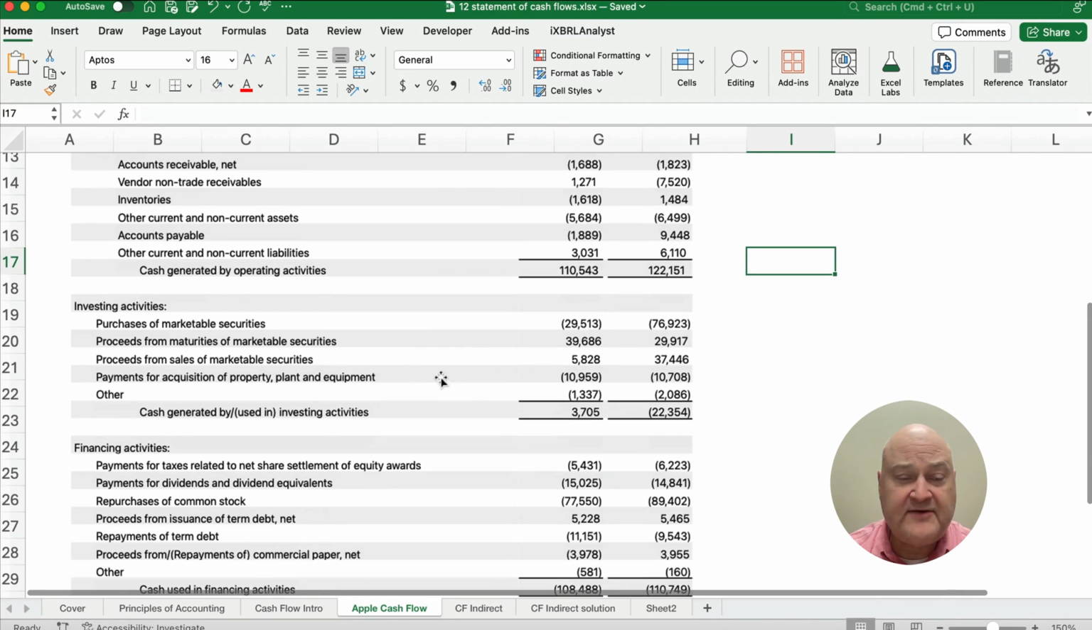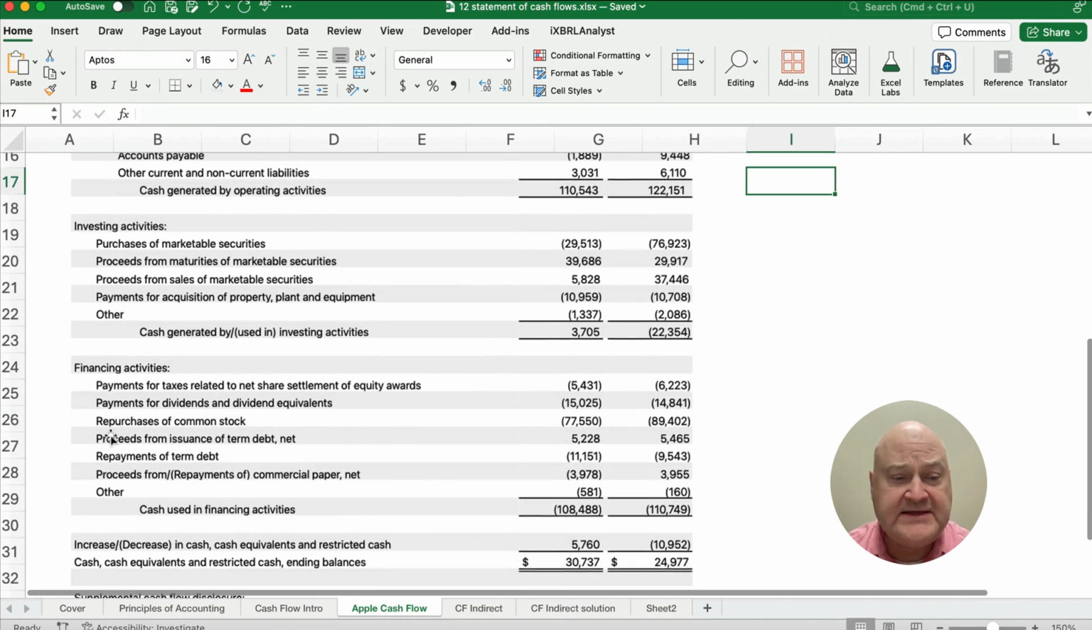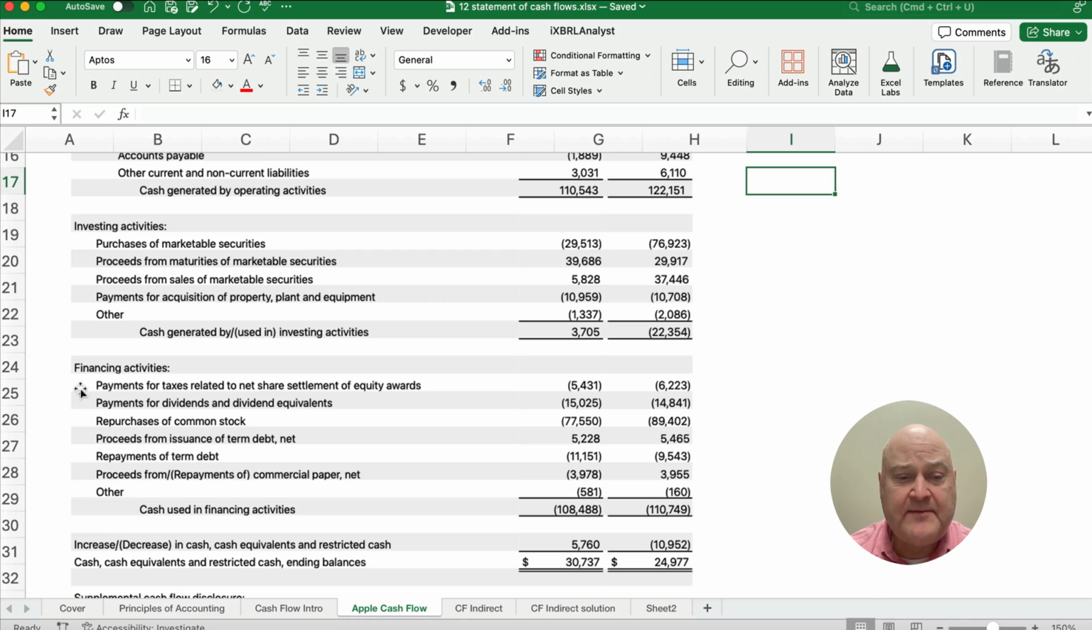Now, investing activities: anytime you buy or sell plant assets, anytime you buy or sell long-term investments. And this is what's happening here. And then financing activities: anytime you're issuing stock or repurchasing stock, borrowing money, or paying dividends. And so we see what happens here. We have payments for dividends, and we have payments for other things and repurchasing common stock and things like that.